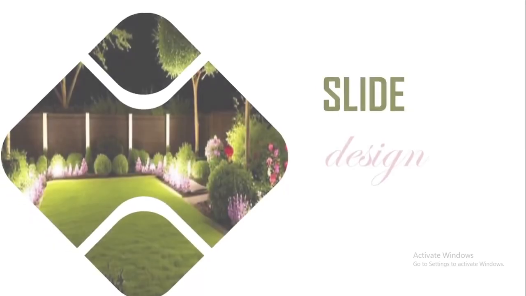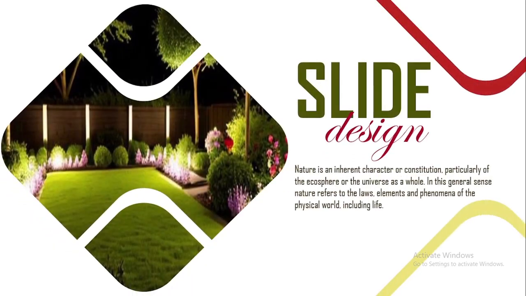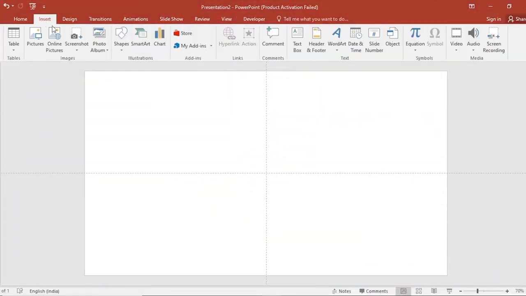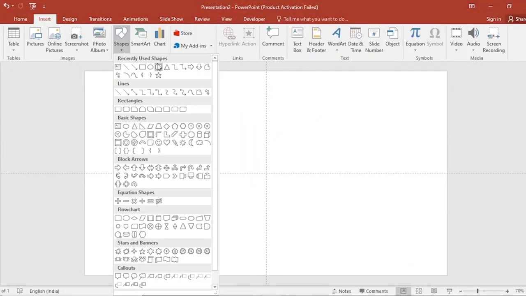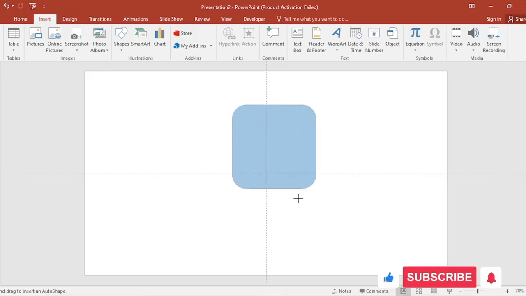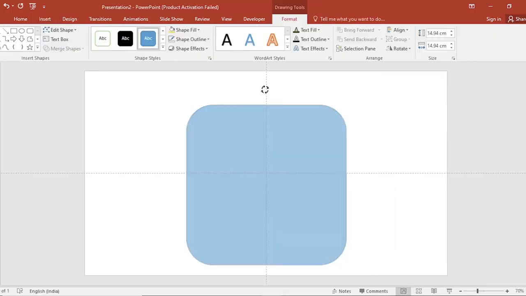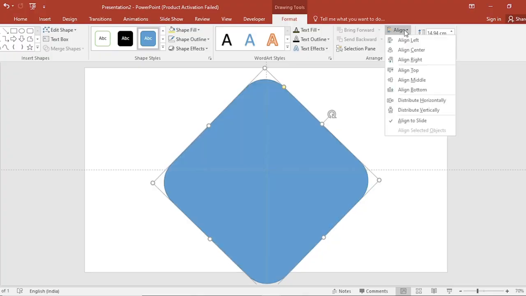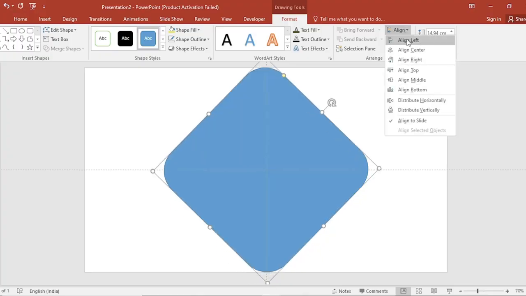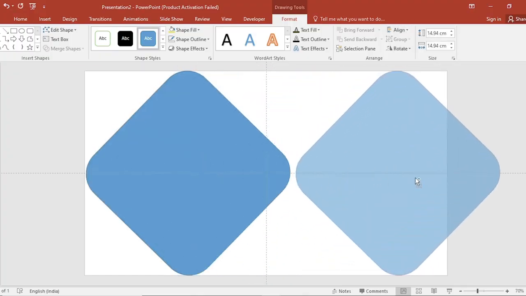In this video, we will learn how to make slides for presentation. Go to Insert, click on Shape, select rounded rectangle, drag it like this. Then align center, rotate, align middle and align left. Press Ctrl Shift to make two duplicates.